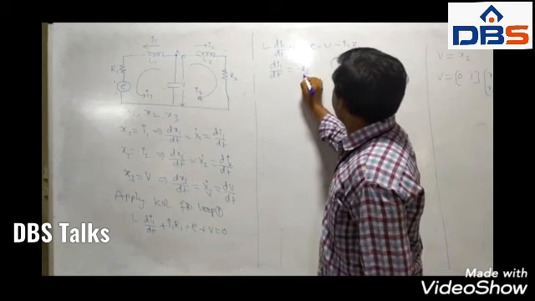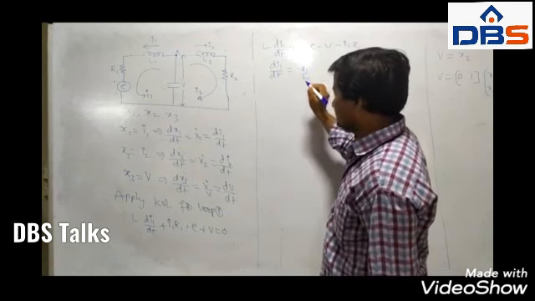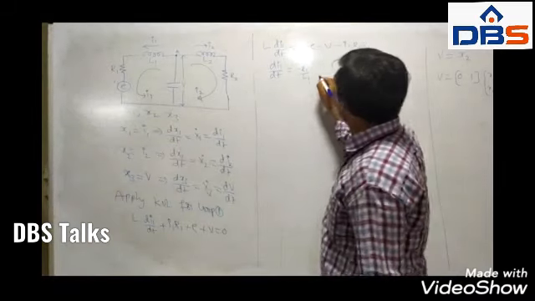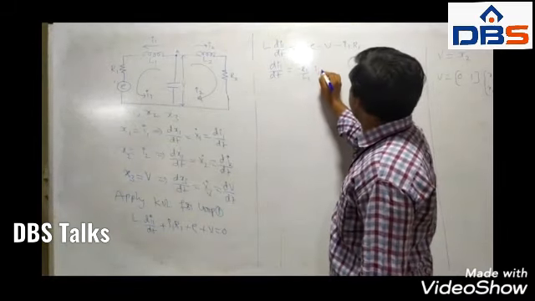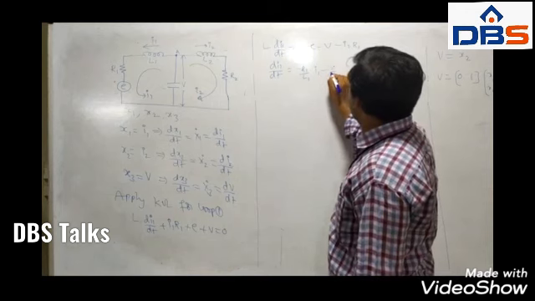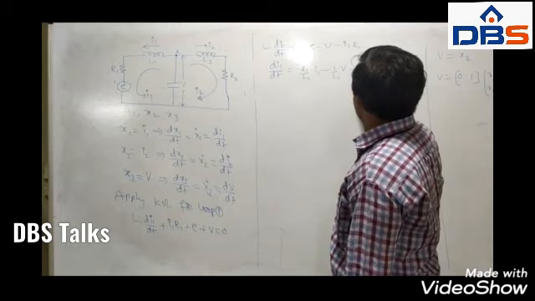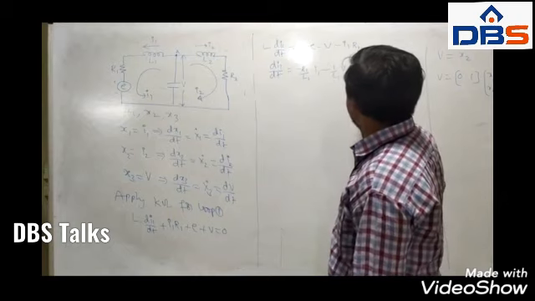So di1 by dt equals minus R1 by L1 into I1, minus 1 by L1 V, minus 1 by L1 into E. This is the input value.